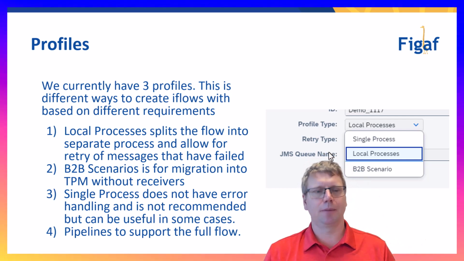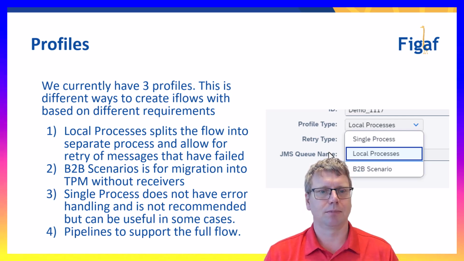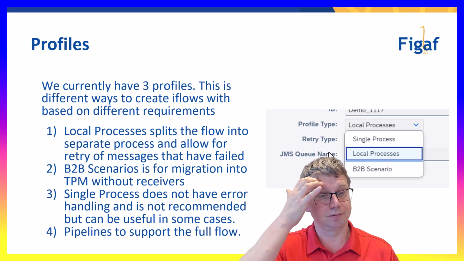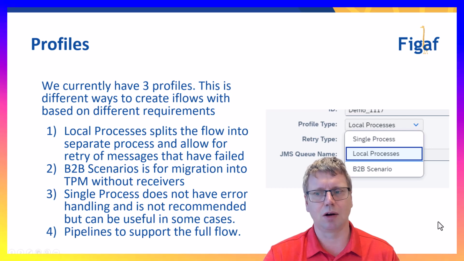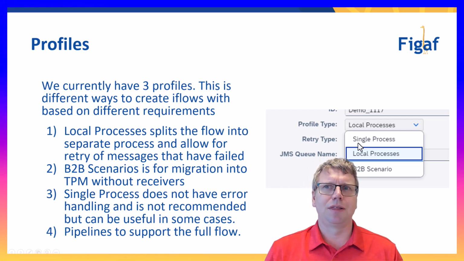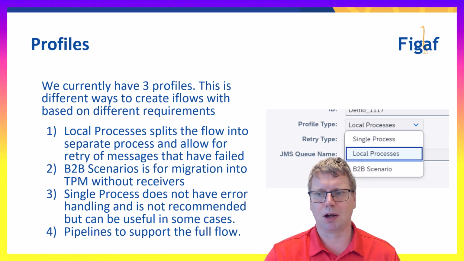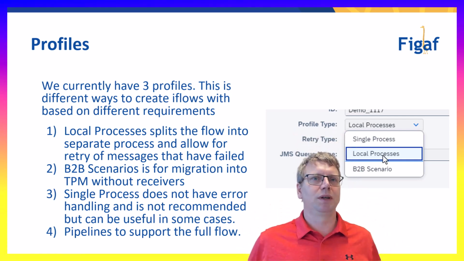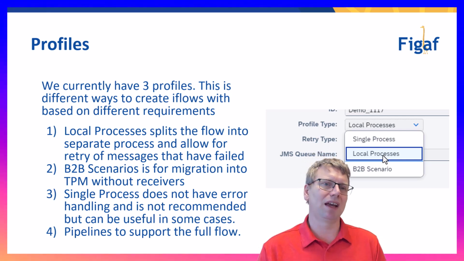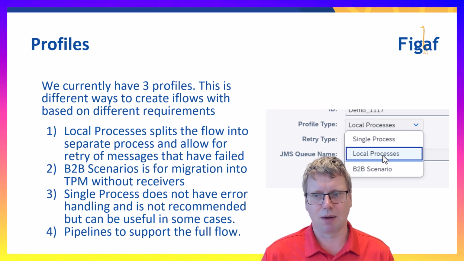Some other thing is, when you're selecting this, we do have some different profiles that you can select. And this depends on what it is that you want to achieve. So we started out with a single process. I think this is ideal if you're doing synchronous scenarios, but the normal one I would recommend is the local processing. This would split the iFlow into multiple different scenarios, making it a little easier to monitor and understand what's going on. We also have a B2B scenario.